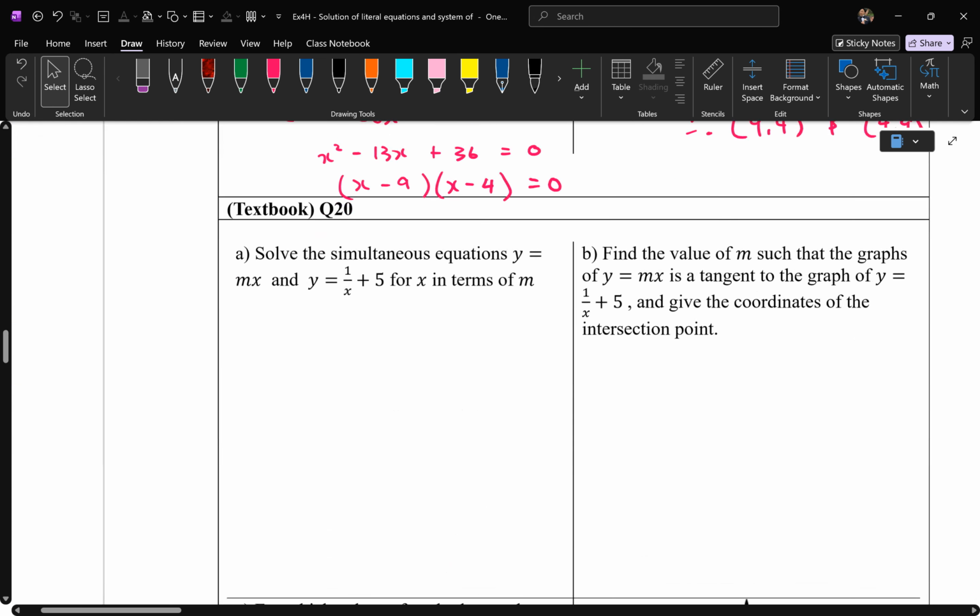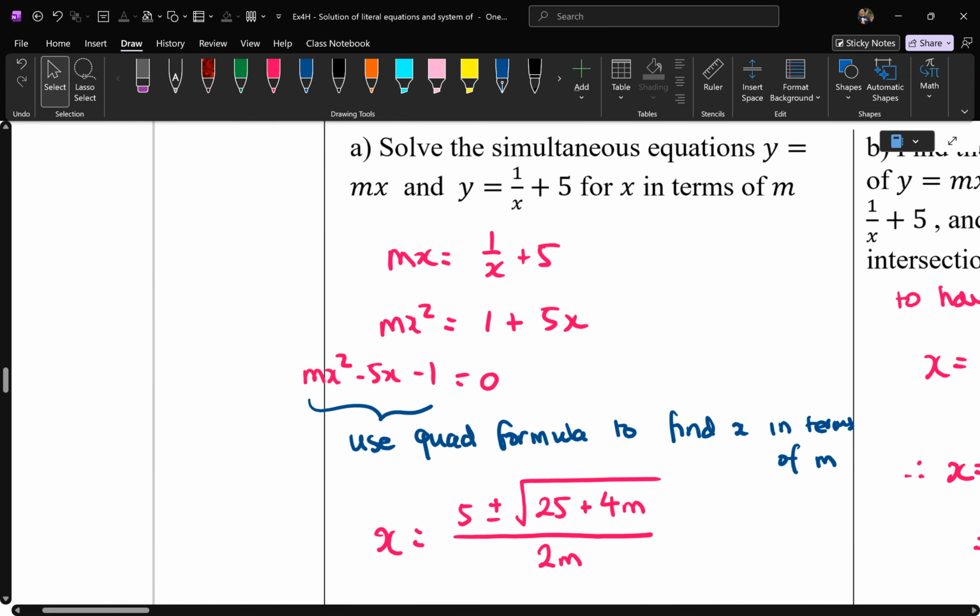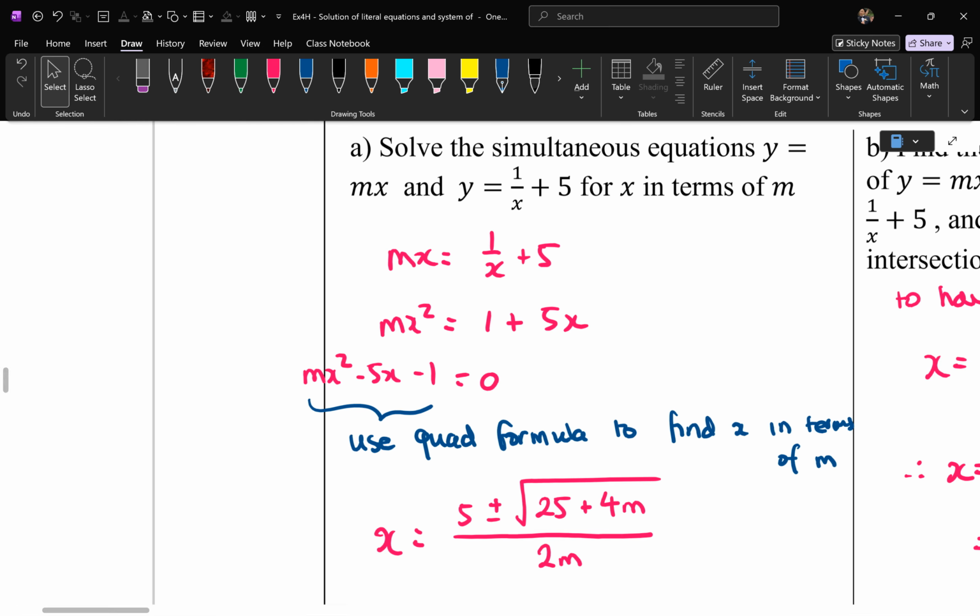All right, let's see if you got them right, if you attempted this question. First one is solve y equals mx and y equals 1 on x plus 5 for x in terms of m. So really it just means equate them and then solve for x.